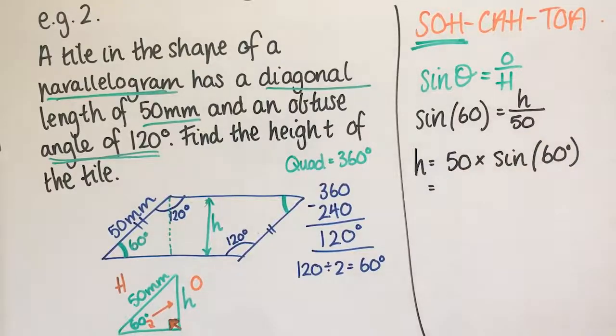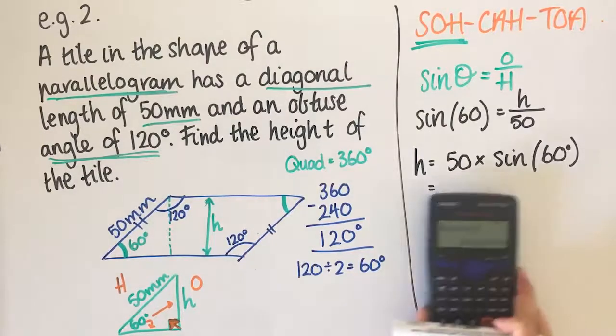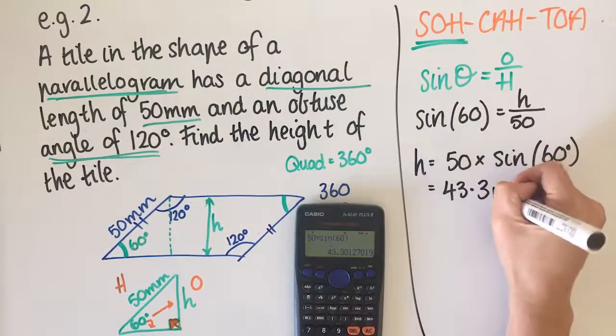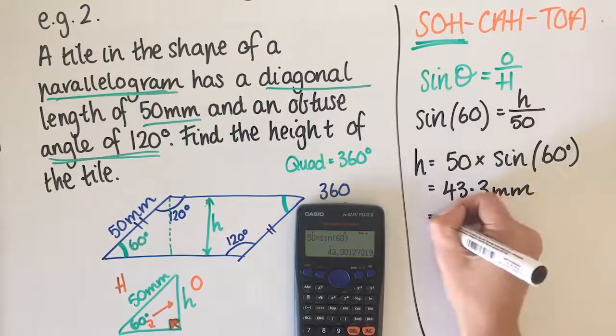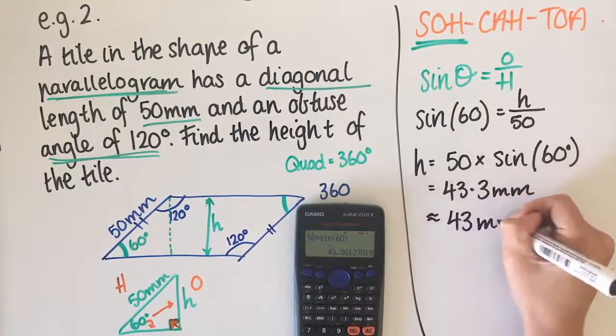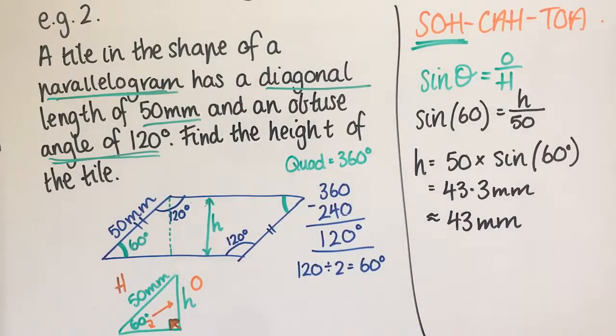I'm going to do that on my calculator. So I'm going to go 50 times sine 60, close bracket, and that's going to give me 43.3 millimeters. I'm going to round that to 43 because the question is in that same format with no decimal places.